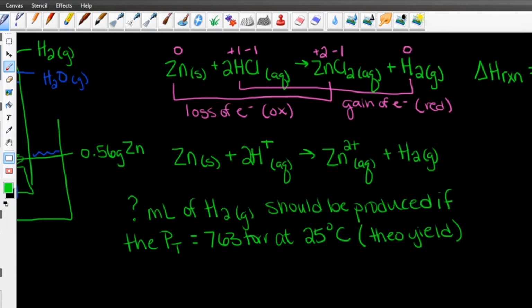Here's the question. How many milliliters of hydrogen gas should be produced if the total pressure is 763 torr at 25 degrees Celsius. Now, to figure out the theoretical yield, what we need to do are two sets of dimensional analysis, working from grams of zinc to how much product we should make versus milliliters of hydrochloric acid, because we don't know what our limiting reactant is yet. There are lots of different ways to find a limiting reactant, but I like to do two sets of dimensional analysis and figure out which one makes the least amount of product. So that's what I'm going to do.